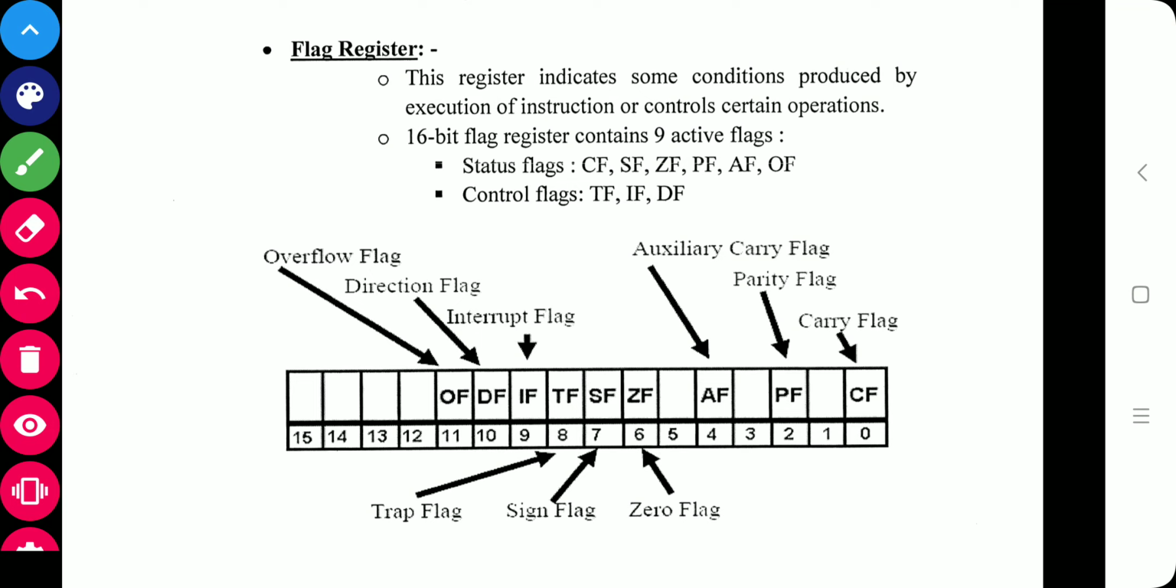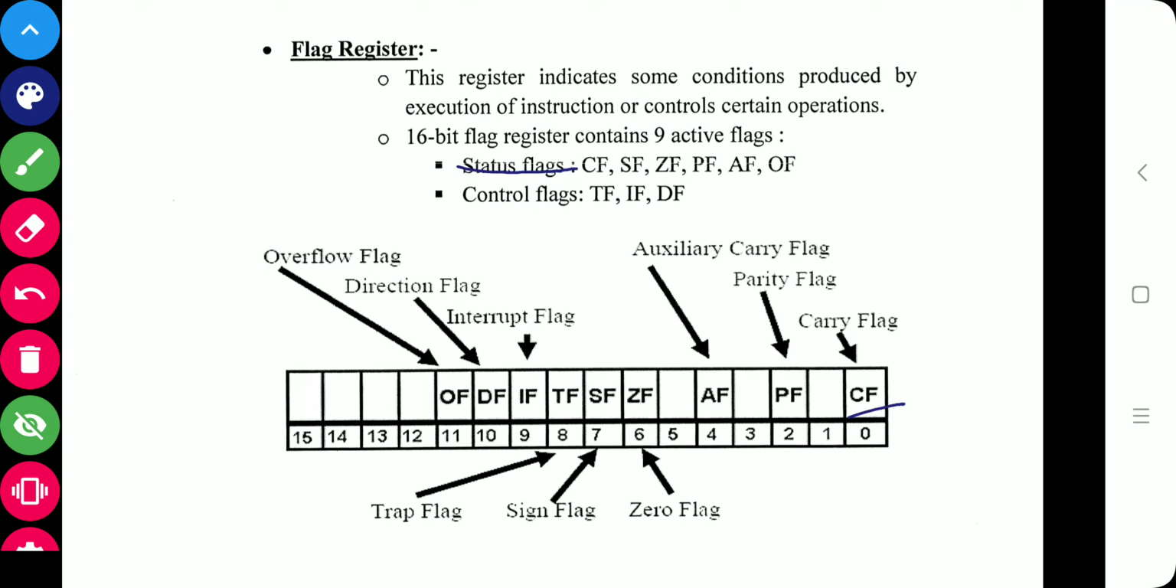As the flag register is having 9 active flags, there are 6 status flags and 3 control flags. These status flags are used to indicate some condition produced by the execution of an instruction, and the control flags TF, IF and DF are used to control the operation of the processor. So this is the diagram of the flag register. First of all, we will see the status flags.